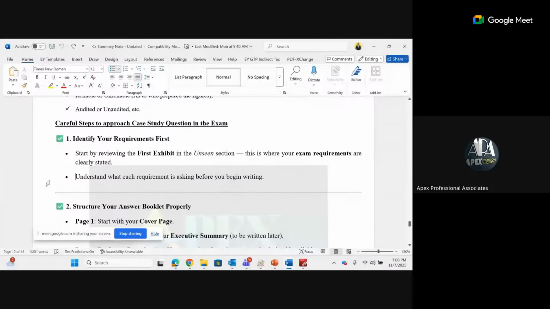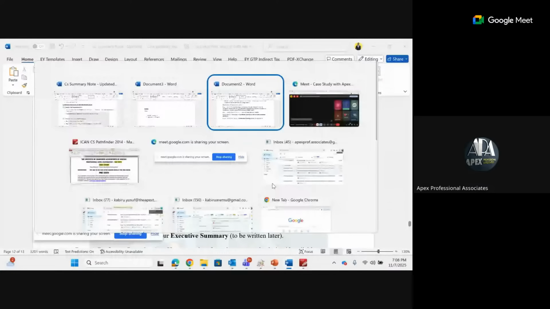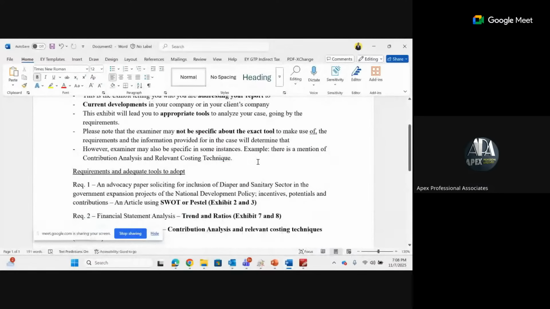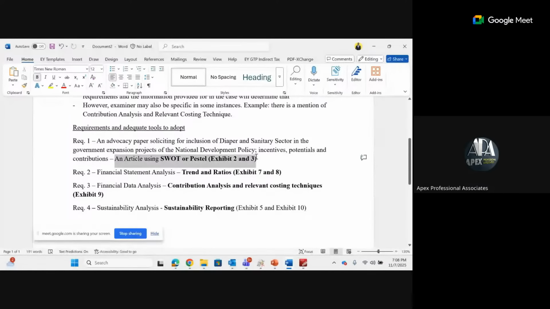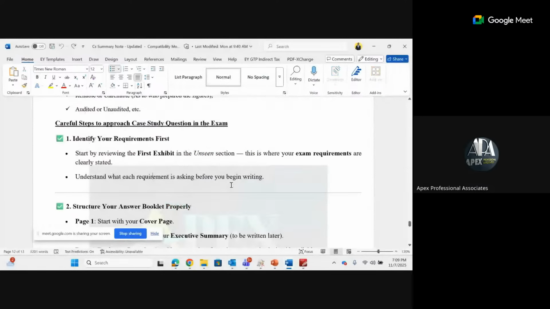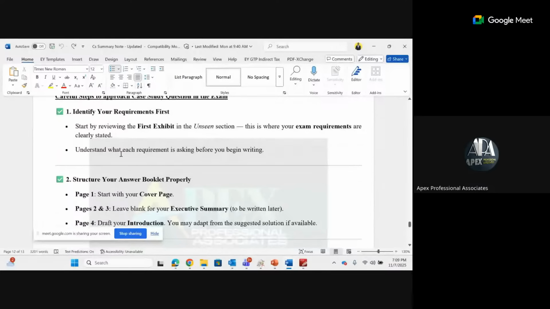Then number 2 is to understand what each requirement is asking before you begin, which is what we did. These are the requirements, 4 requirements. Your understanding of the requirements is leading you to the tools to make use of for each of them. Do you understand? And not only the tools, but also the necessary exhibits that you are going to need to carry out those requirements. That's your first step.